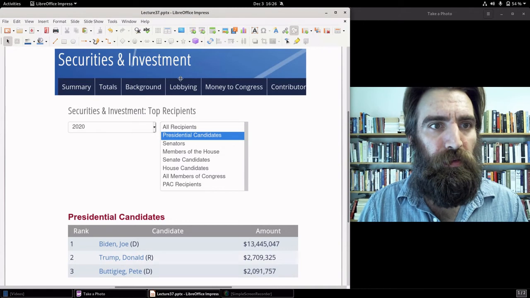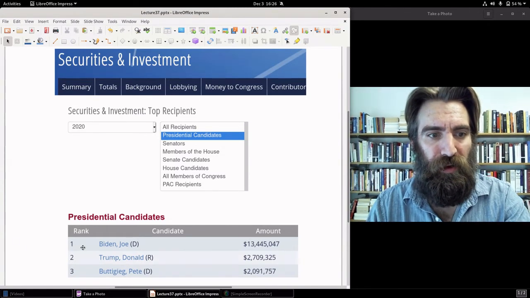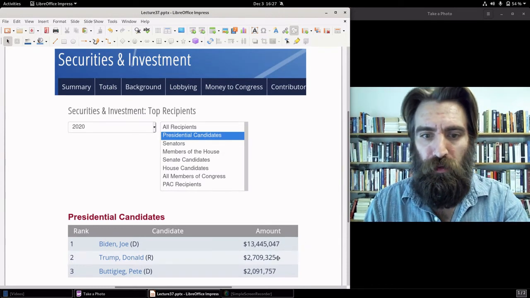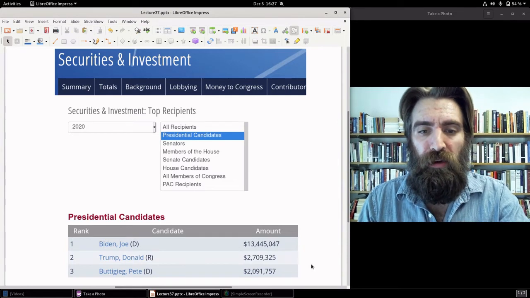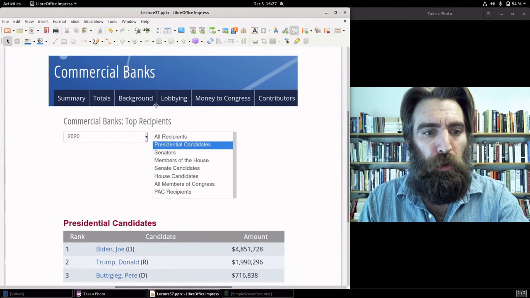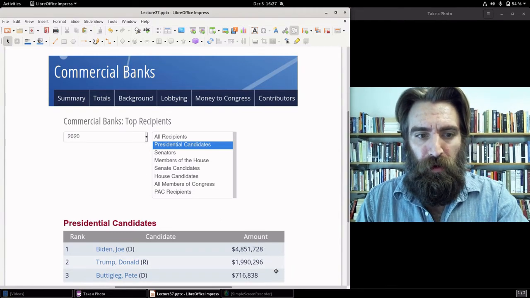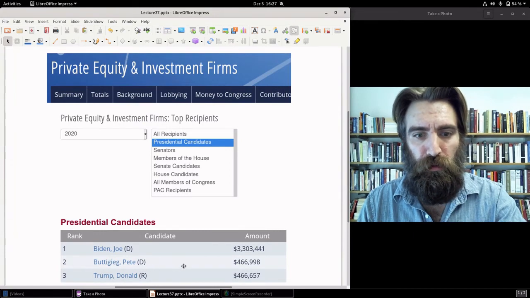So you'll see here, securities and investment. Look at that. Wow. No contest. Joe Biden, $13.5 million. Trump, $2.7 million. Trump barely beat Pete Buttigieg at $2 million. Commercial banks. Biden significantly outraised Trump. There's Buttigieg again. Private equity investment firms. Whoa, Buttigieg was number 2.